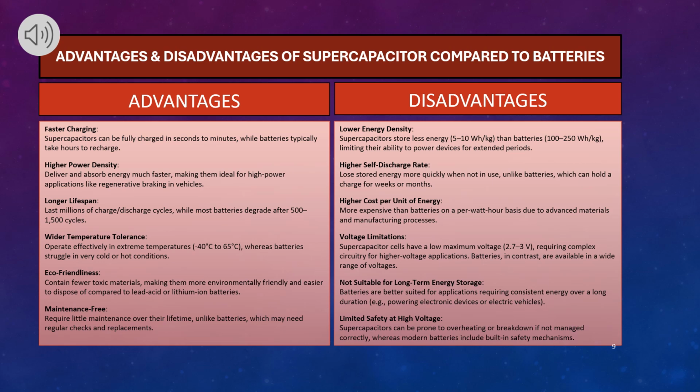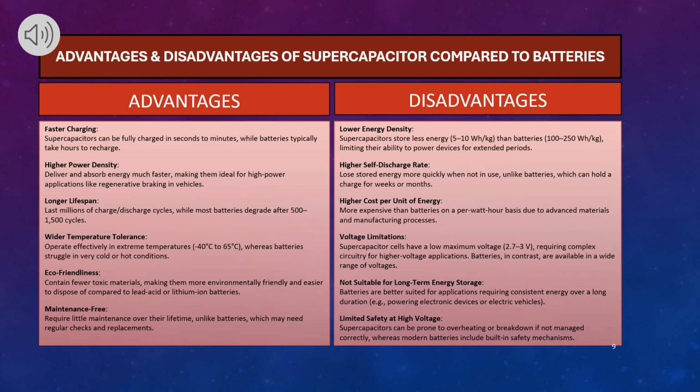However, supercapacitors also have notable disadvantages. They have a lower energy density, typically storing much less energy than batteries, which limits their ability to power devices for extended periods. Another drawback is their higher self-discharge rate, as they lose stored energy quickly when not in use, unlike batteries that can retain a charge for weeks or months. Supercapacitors are also more expensive on a per watt hour basis due to advanced materials and manufacturing processes.